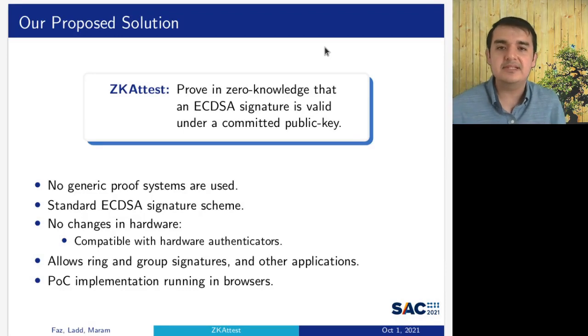Our proposed solution is called ZKAttest, which is a Sigma protocol that proves in zero knowledge that an ECDSA signature is valid using a committed public key. Our system does not require a generic proof system and also supports a standard signature algorithm such as ECDSA. Additionally, no changes are needed to hardware devices. That makes our protocol compatible with existing hardware authenticators. Our protocol allows instantiating ring and group signatures and allows some other applications. We present a proof of concept implementation targeting a browser environment. Okay, let's see more details about the protocol.